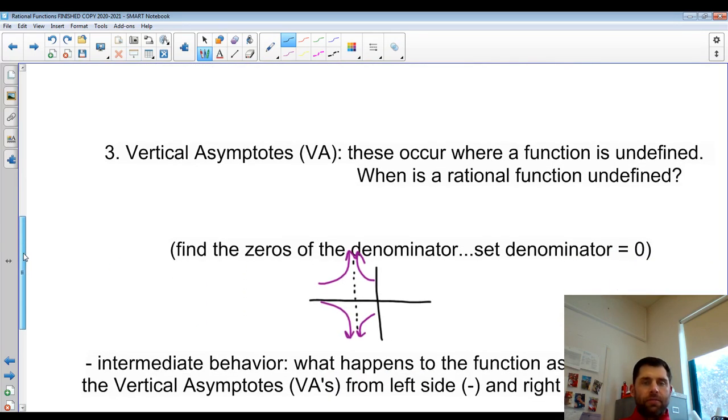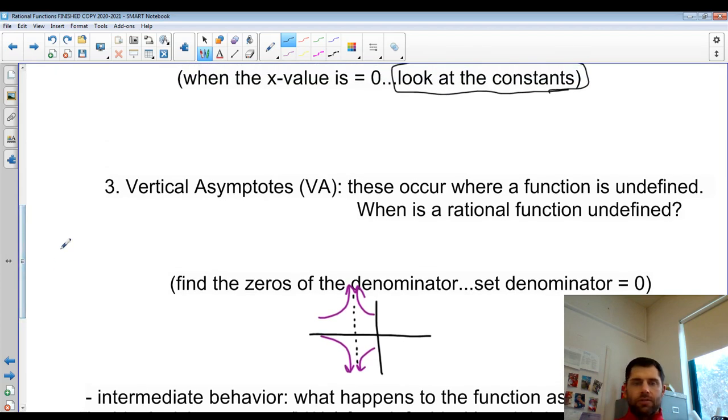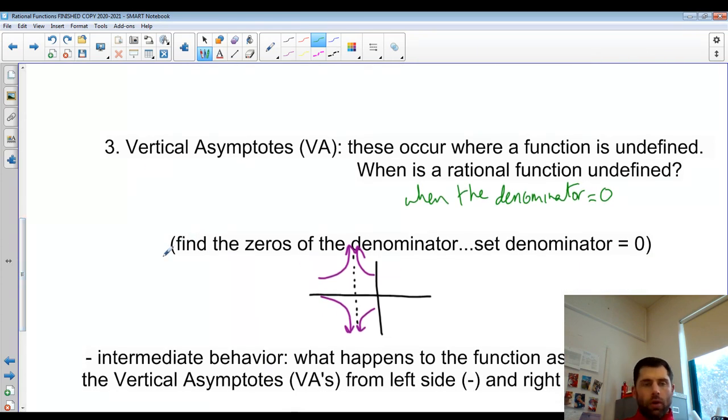Next, the vertical asymptotes. These occur when a function is undefined. So when is a rational function undefined? Rational functions are undefined when the denominator equals 0. So to find the vertical asymptotes, we're going to find the zeros of the denominator. Set the denominator equal to 0.